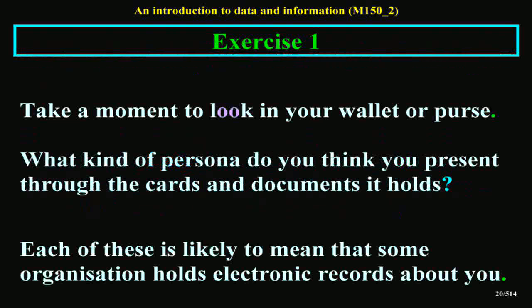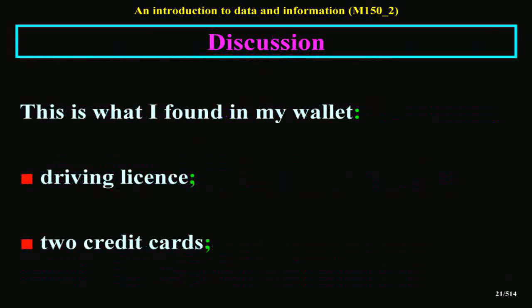What kind of persona do you think you present through the cards and documents it holds? Each of these is likely to mean that some organization holds electronic records about you. Discussion. This is what I found in my wallet.